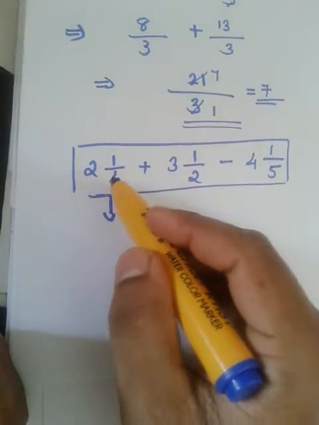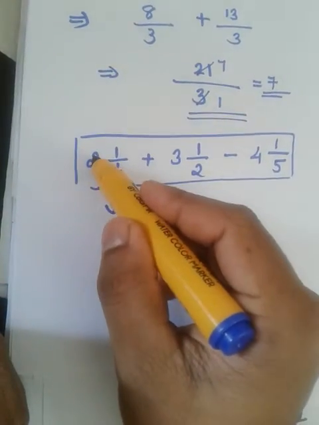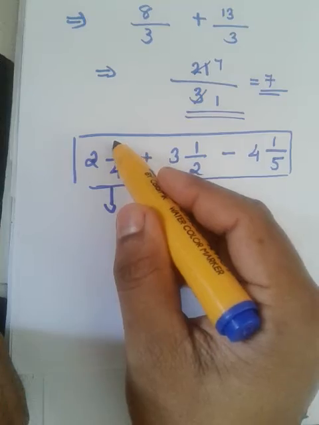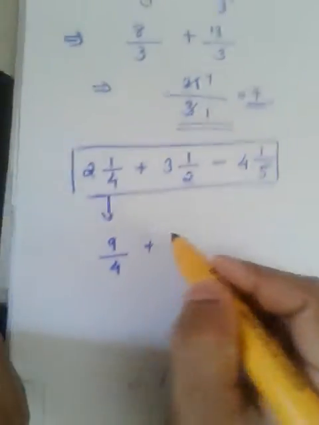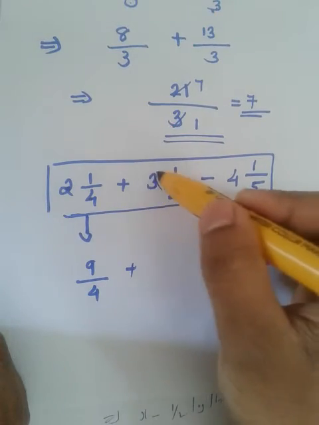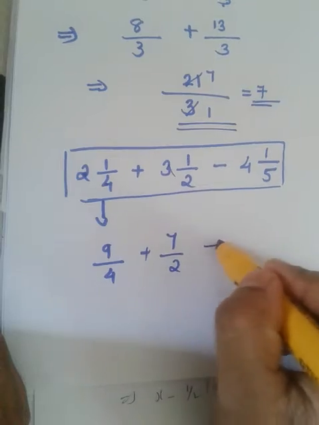How to convert 2 1 by 4 into the usual form? We discussed already. How? 4 into 2, 8. That 8 plus 1, 9. And keep the denominator the same. So 9 by 4. And here what should we do? 3 into 2, 6. 6 plus 1, 7. So 7 by 2. Minus.